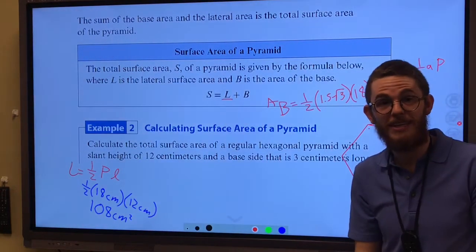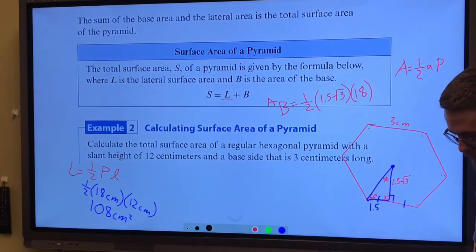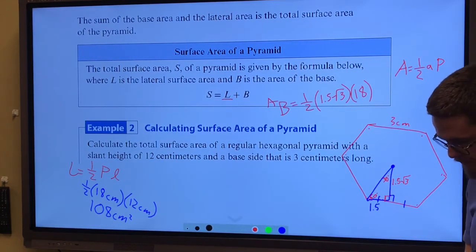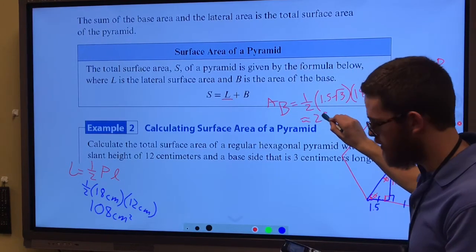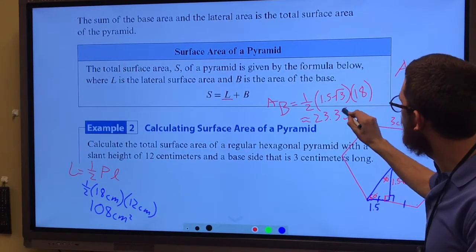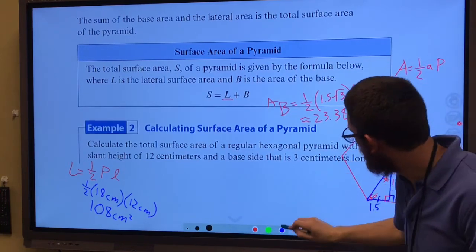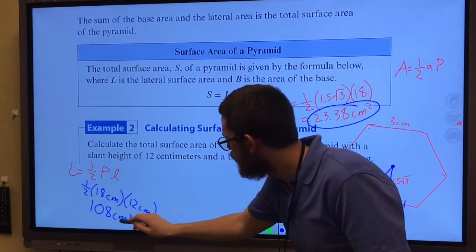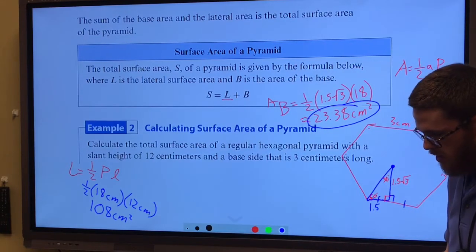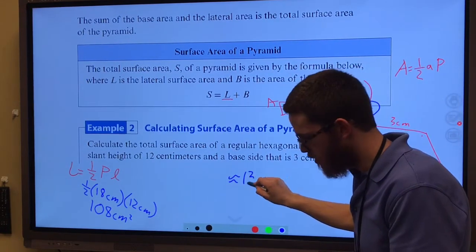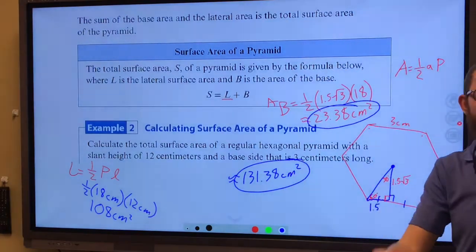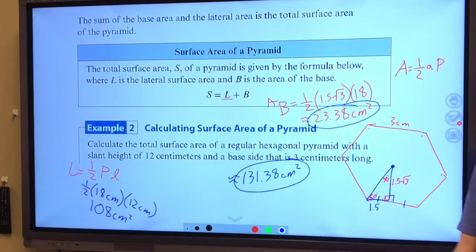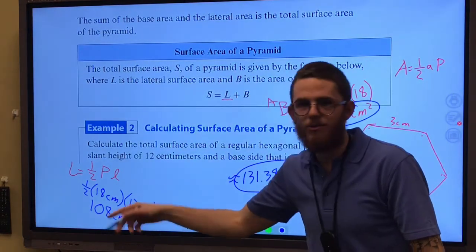And we type it in. And we get about 23.38 square centimeters. To find the total surface area, we're going to add up those two values, and we get about 131.38 square centimeters. All right, don't be foolish. Remember, 9 times 12 is 108.